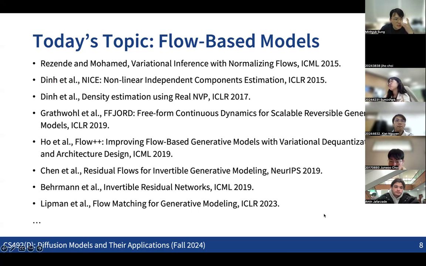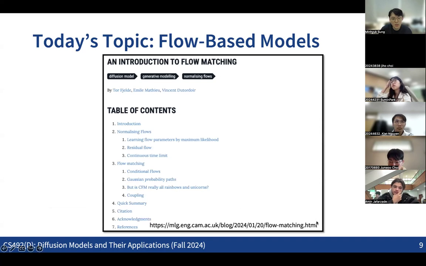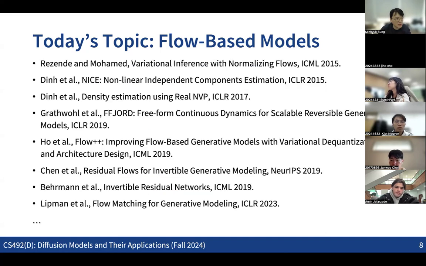Since we are skipping some of the details in today's lecture, if you are interested in more details, today's lecture is based on a tutorial on this website. I strongly recommend you check out this website and see more details there. You can also check out more details in the reference papers here, lots of papers here.